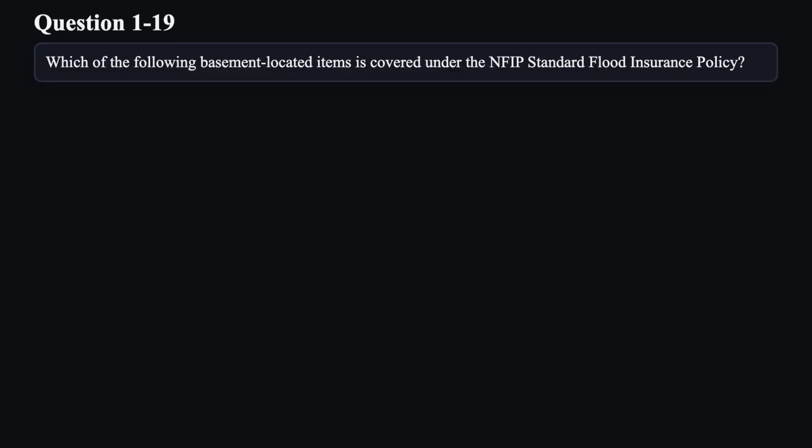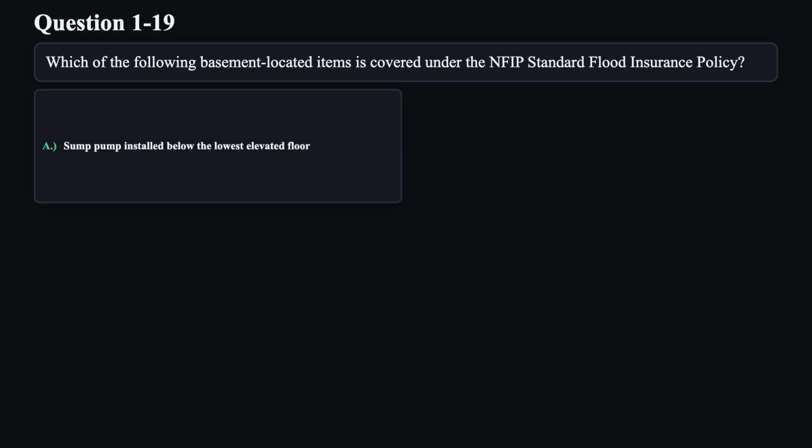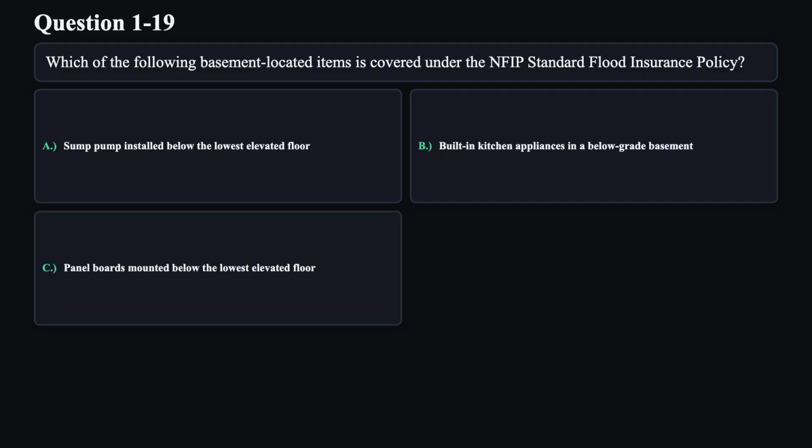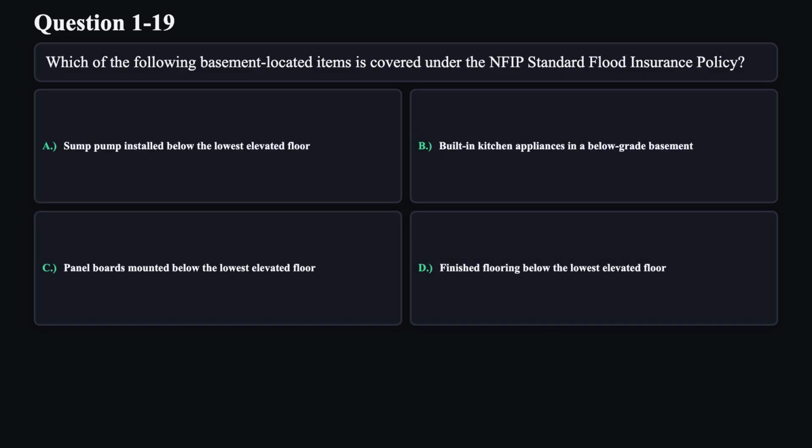Question 19. Which of the following basement-located items is covered under the NFIP standard flood insurance policy? A. Sump pump installed below the lowest elevated floor. B. Built-in kitchen appliances in a below-grade basement. C. Panel boards mounted below the lowest elevated floor. D. Finished flooring below the lowest elevated floor.